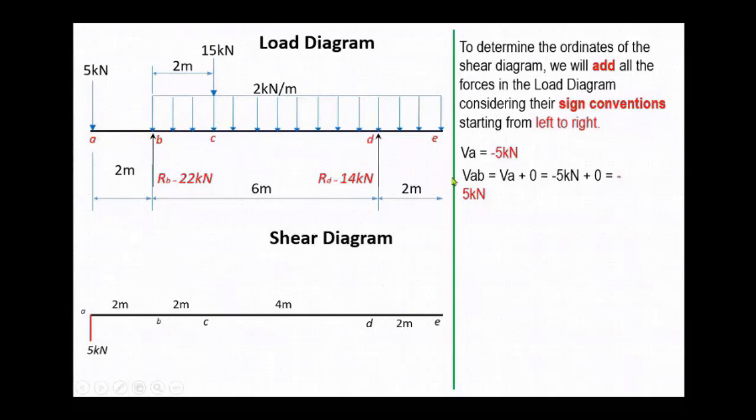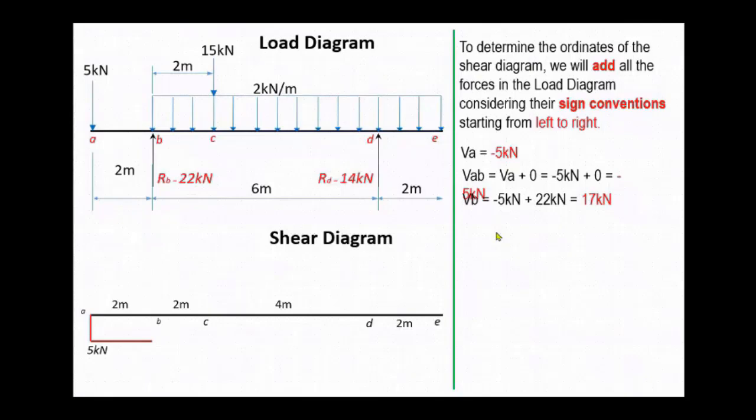Next is the shear at A to B, or V sub AB. We will add the previous shear from A plus the loading at section A to B. Since the previous shear, V sub A, equals negative 5, plus 0, since A to B has no external loading, we get negative 5 kilonewton. A to B is a straight line.